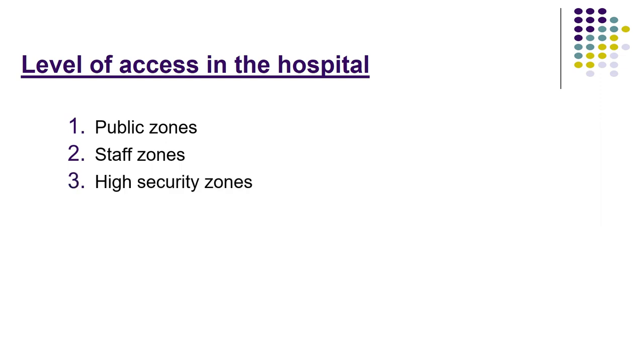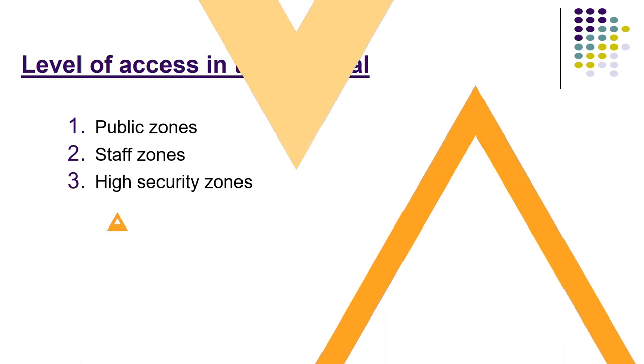Level of access in the hospital. There are three zones of hospital security. The first zone is the public zone, where the general public can access. Staff zone, only the hospital staff can access. Number three, high security zone. Neither the hospital staff nor the public can access it, only authorized persons can access the high security zone. So there are three types of access zone in the hospital: public zone, staff zone, and high security zone.